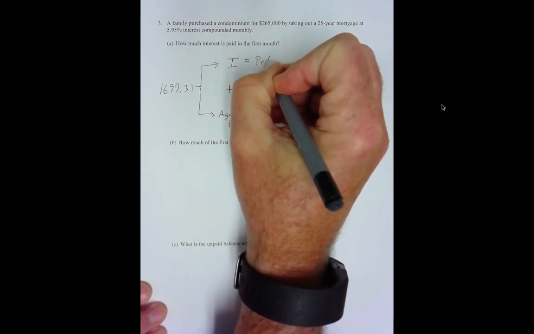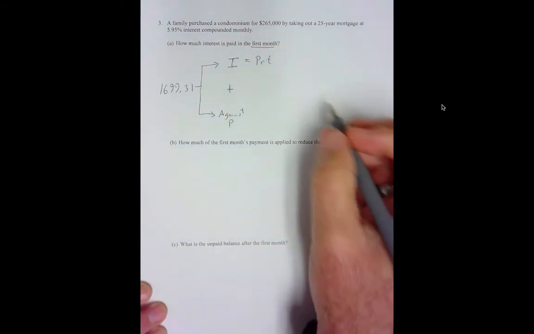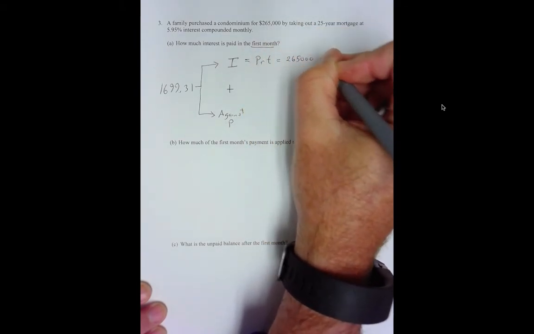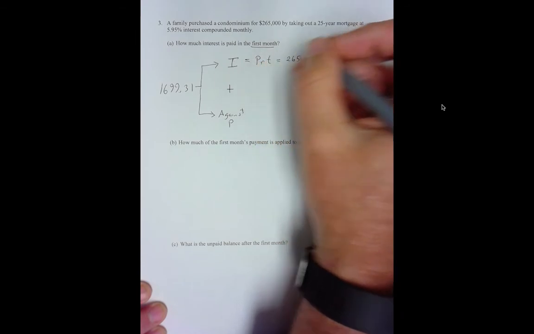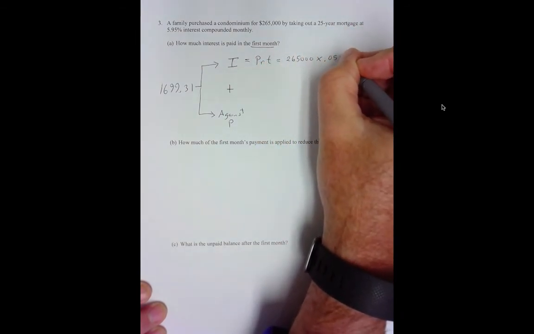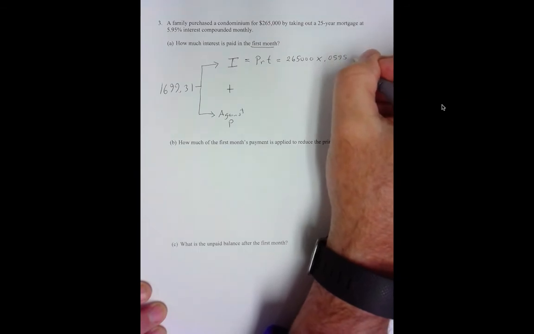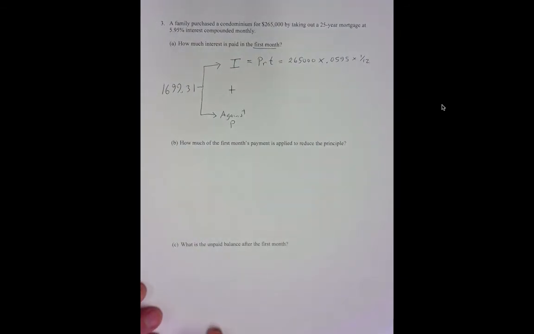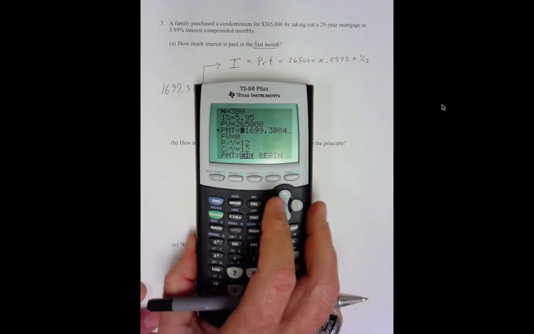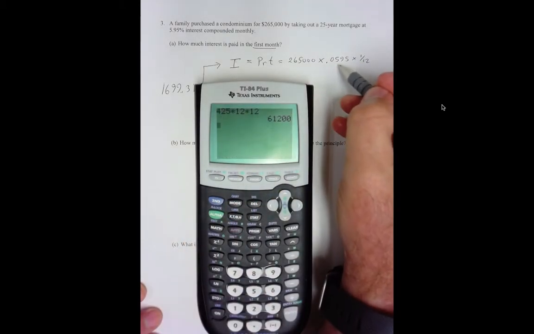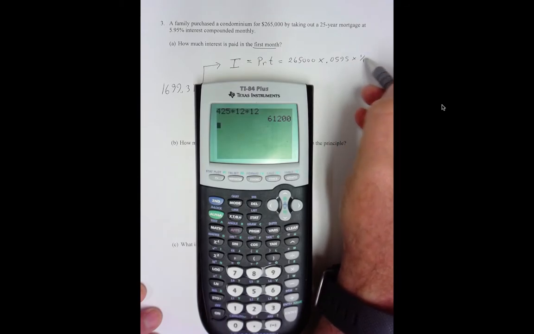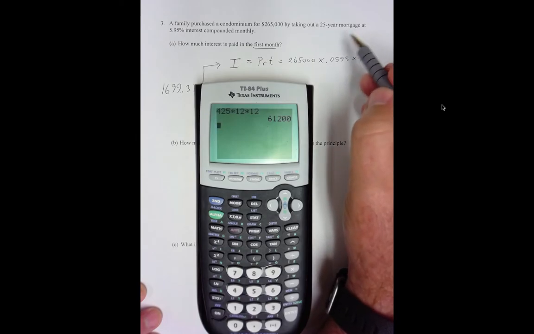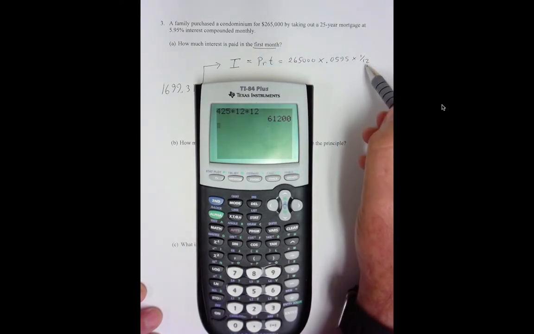taking P times R times T for the first month, which is going to be 265,000 times the rate times the time, which is 1/12 because we're doing just 1 month. A lot of students will forget that. They'll just multiply 0.0595 times 1 or something goofy like 25 and they get something crazy. We want it for the first month, so that's 1/12 of a year.